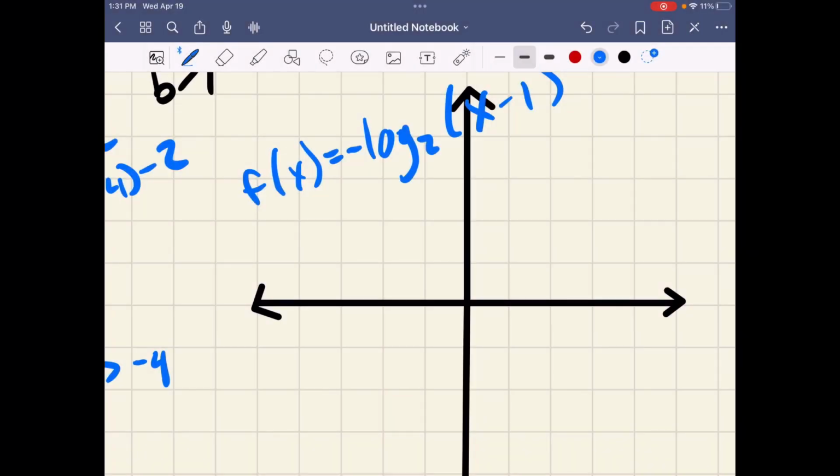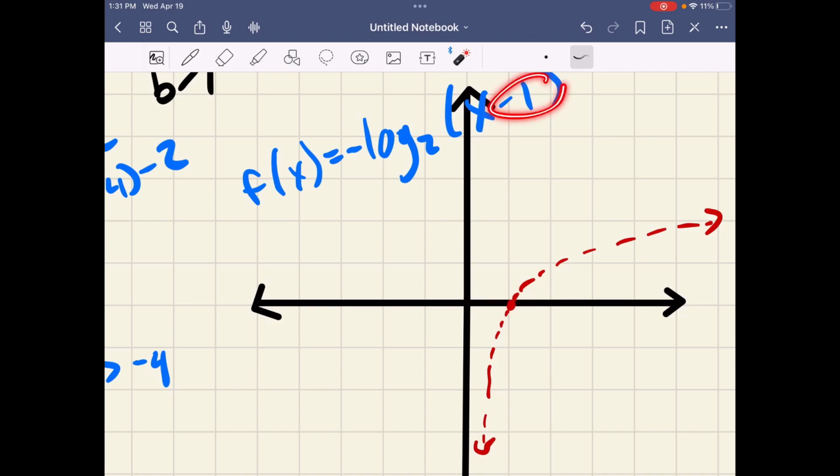In this one, again, we have a log base 2, so it's going to look just like the parent function, or similar to. I'm going to go through the point (1, 0), and I'm going to have a curve that looks a little bit like this. This is the point right here that we're going to shift from, and I'm going to have a similar curve to that.